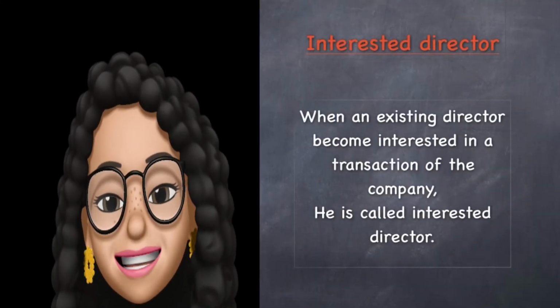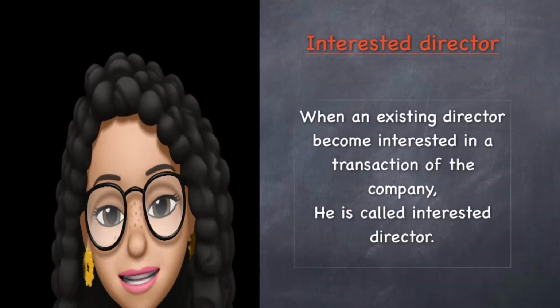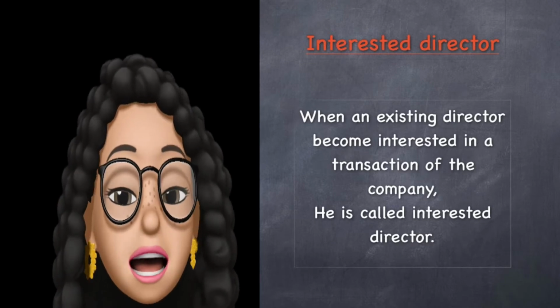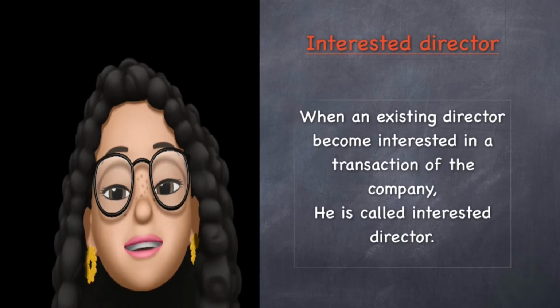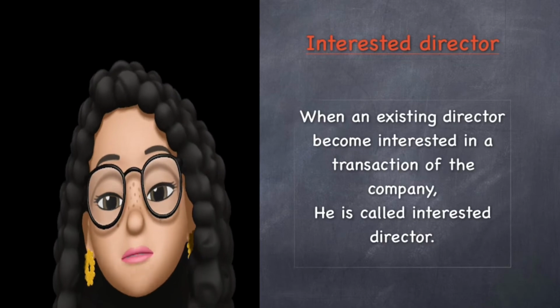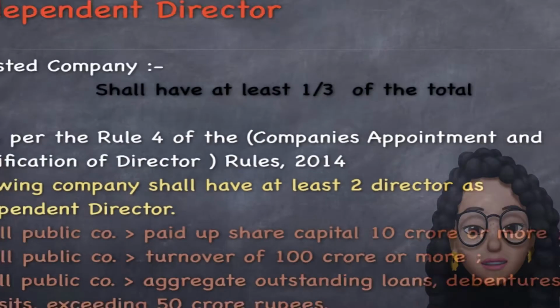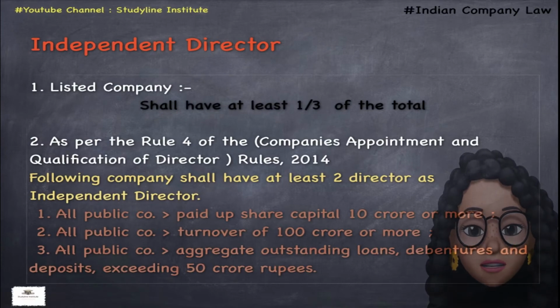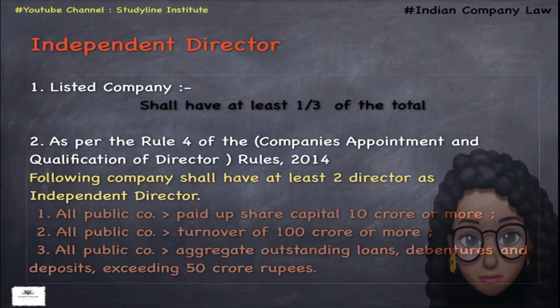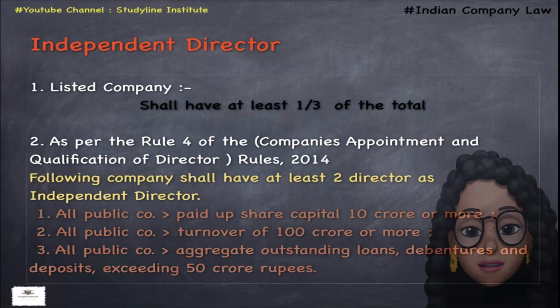Whenever an existing director of the company becomes interested in any transaction of the company, then the director becomes an interested director. Listed company: every listed company shall have 1/3 of the board as independent directors.